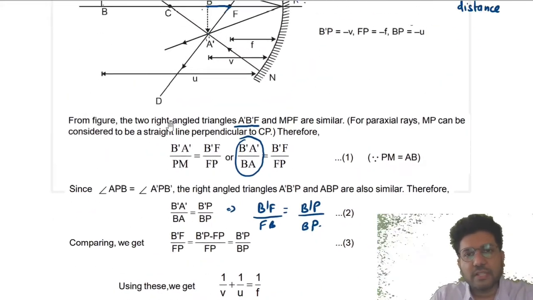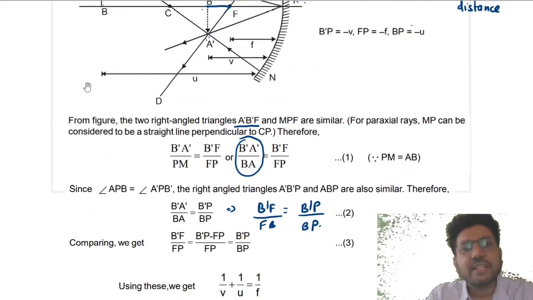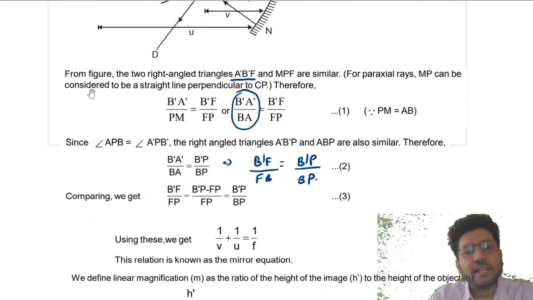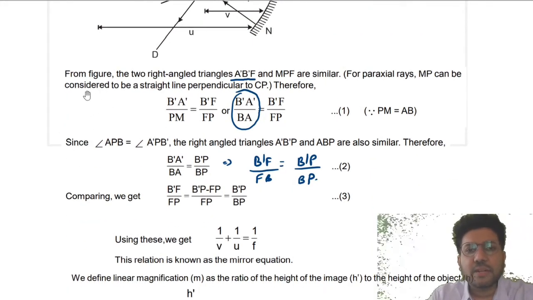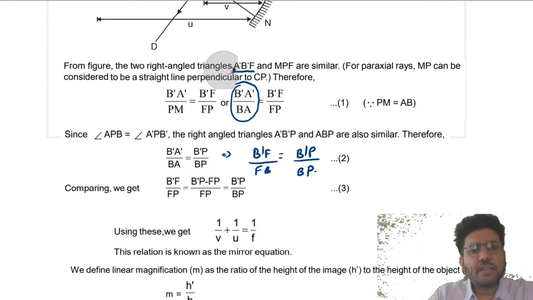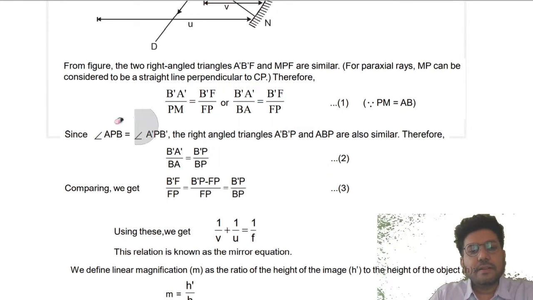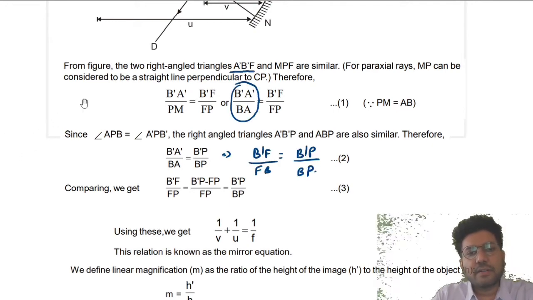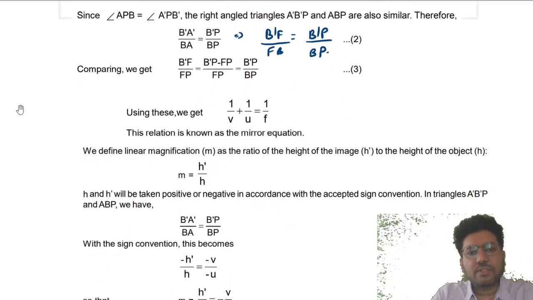I have told you the sign convention. I have discussed the sign convention in the last class. If anybody has any problem with the sign convention, please refer to my third lecture. All right. So here, finally what we have got, I'll erase this, 1 by V plus 1 by U is equal to 1 by F.